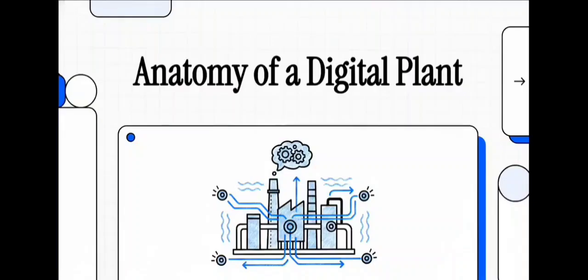For this massive organism to actually survive and function safely at industrial scale, it needs a perfectly integrated nervous system, incredibly sharp sensory organs, and a brilliant, fast-acting brain. So let's unpack exactly how that anatomy is built.